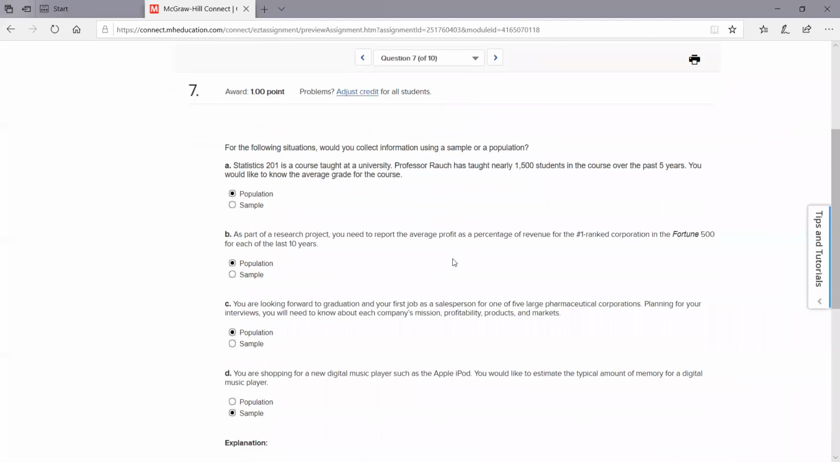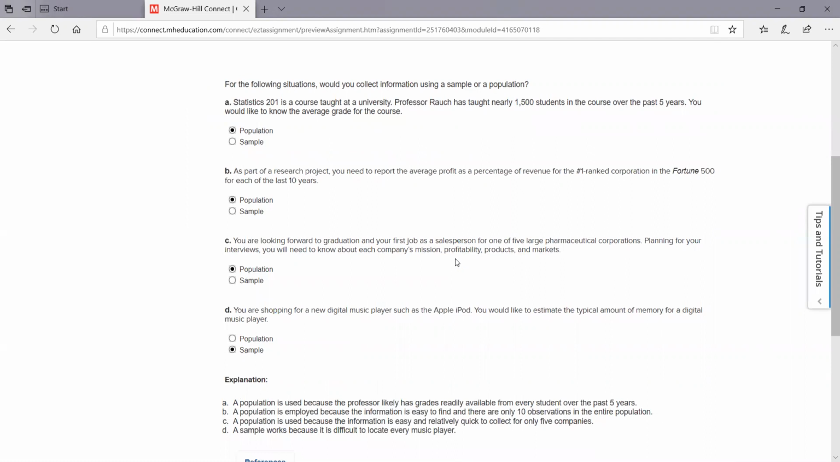All right, on this one, we got a few situations we'll talk about, where you have to choose: is it a population or is it a sample? I'll go through a couple of these. A statistics course is taught. They taught nearly 1,500 students over the last 5 years. You would like to know the average grade of the course. And of course, this is going to be collecting from the population because it's just this one professor.